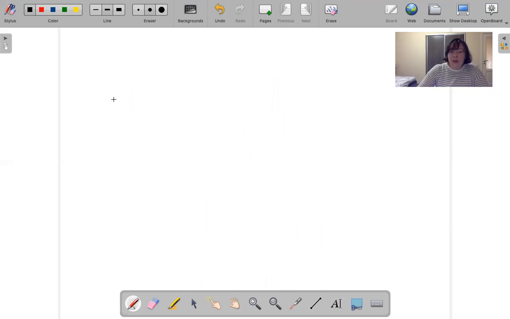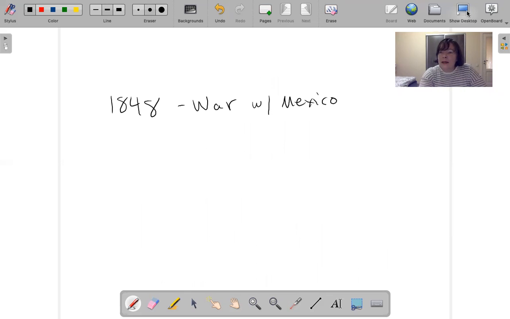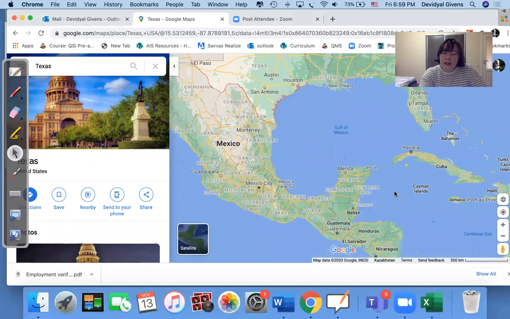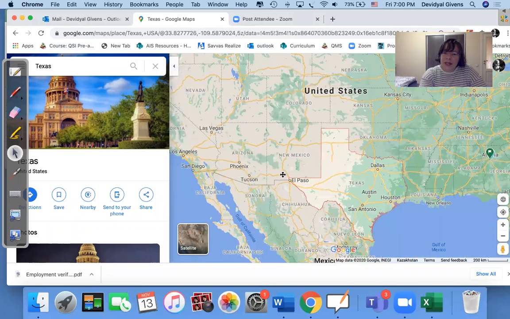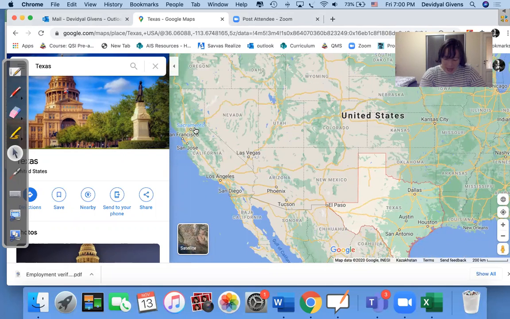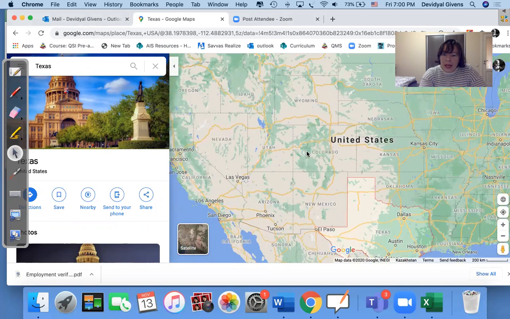So in 1848, there was a war. I'm making sure that I didn't leave anything out. Yes, okay. In 1848, there was a war with Mexico, where, let me go back up here. So the US had already annexed this land and they got all the rest of this. They got New Mexico, Arizona, Nevada, California, Utah, and Colorado. All of this had been Mexican land, and now it belongs to the United States.